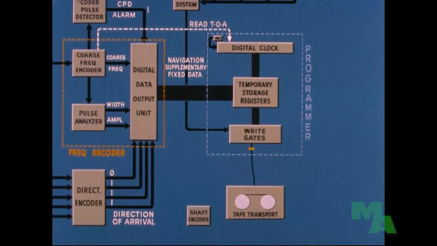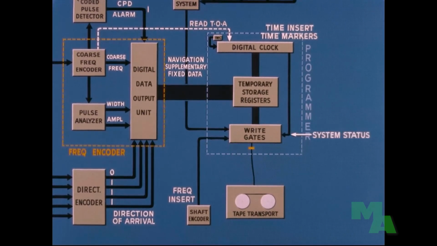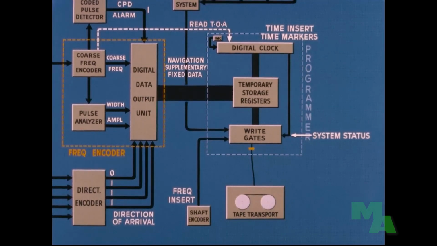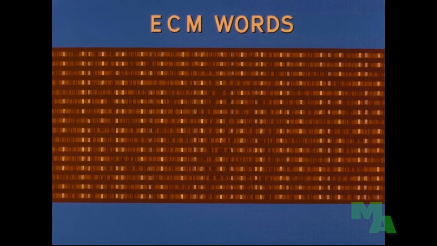The shaft encoder provides a frequency insert word, and the digital clock feeds a time insert word and time markers. A system status word comes from control box settings. Using the write gates, the programmer puts the various words on the tape according to its priority system. All these other words make it possible for the ground system to interpret the emitter signals and put them to use.